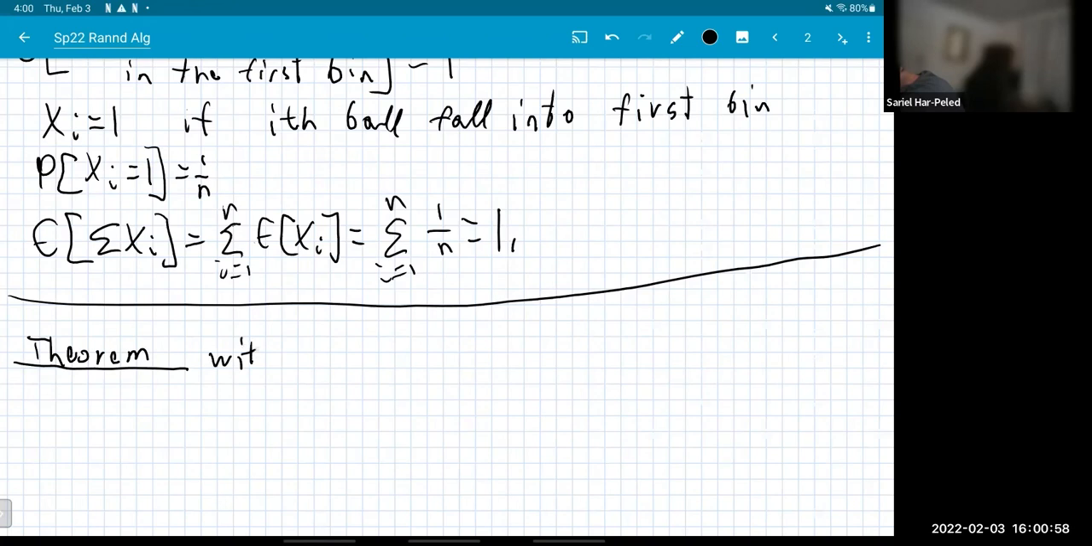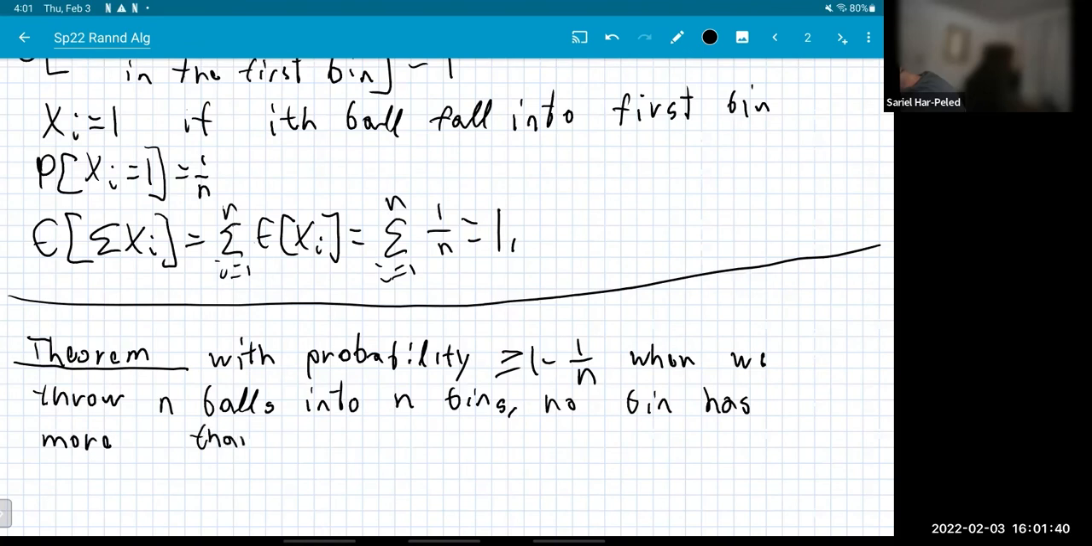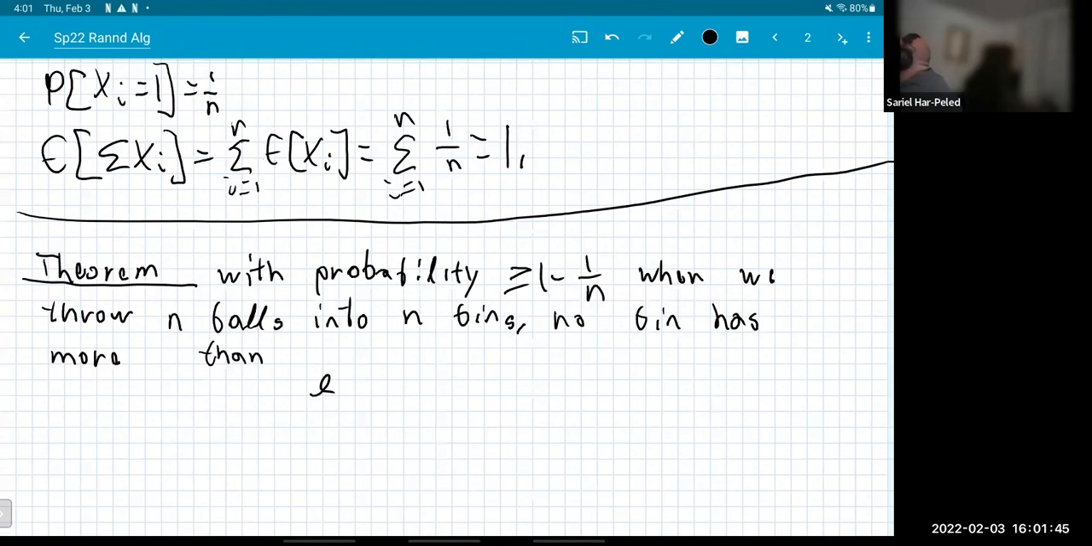So with probability larger than 1 minus 1 over n, when we throw n balls into n bins, no bin has more than 3 ln n divided by ln ln n. Right, so no bin would have more than this number of balls.